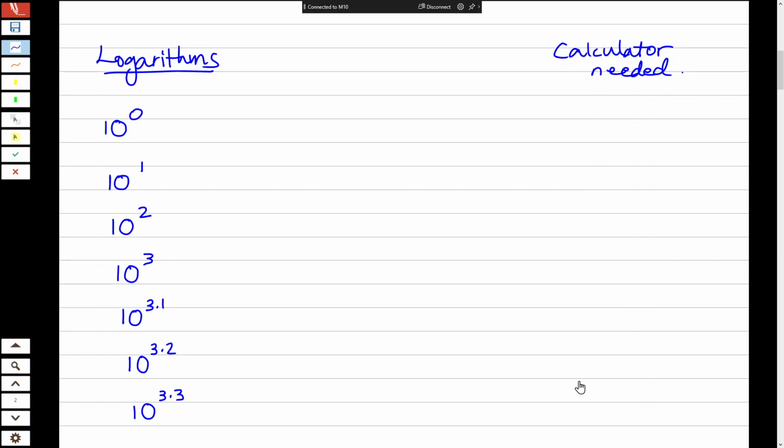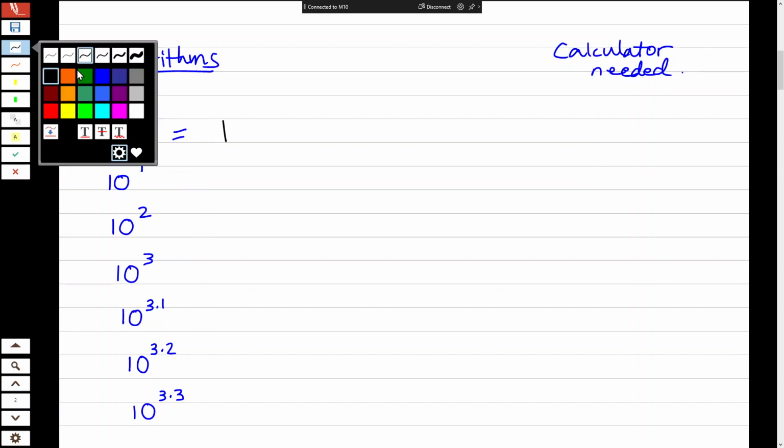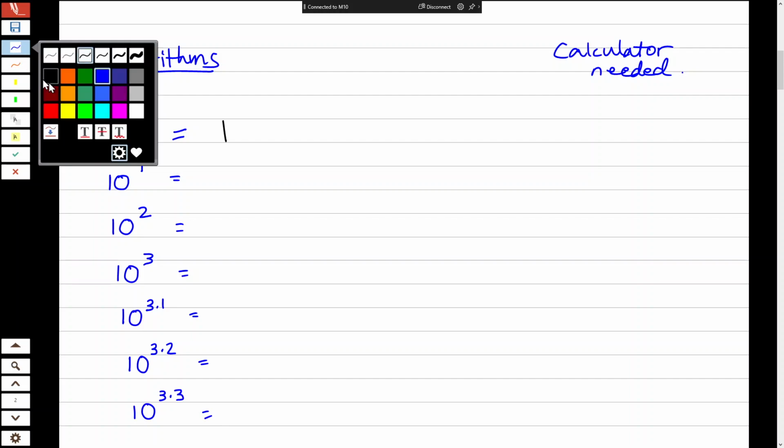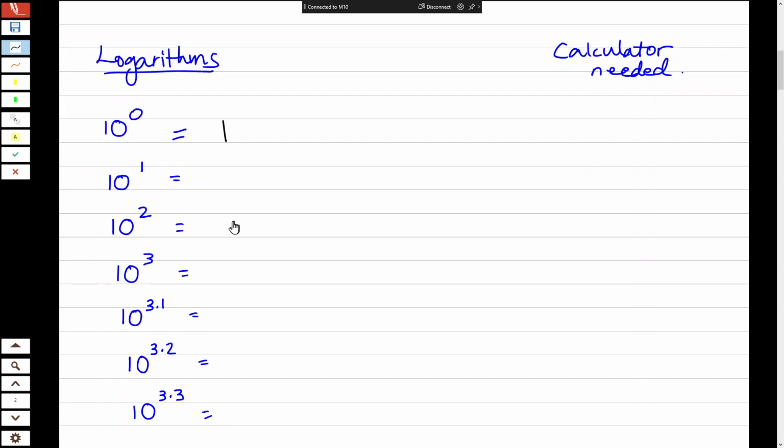Okay, as you start typing these into your calculator, just call them out once you've got them. One for the first one, yes. For 10 to the 2, yeah? Yep. Yeah. For this one? No, it shouldn't be 200.